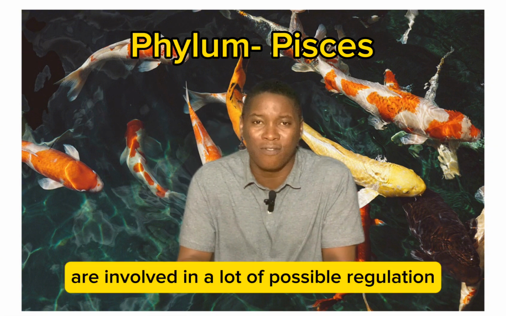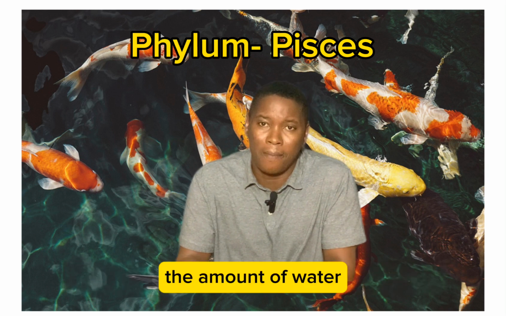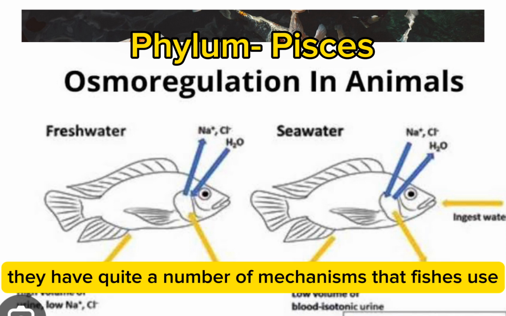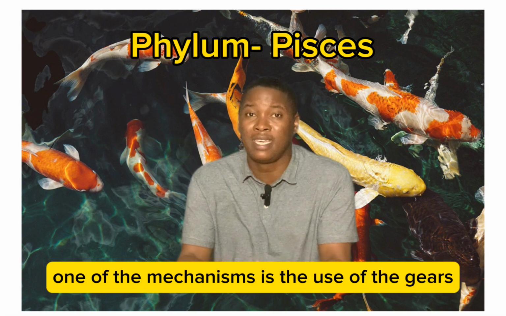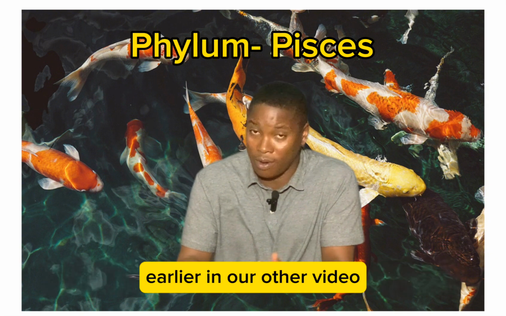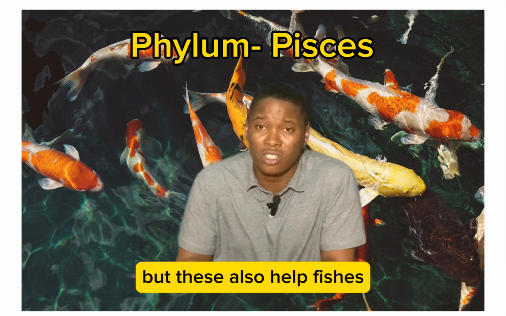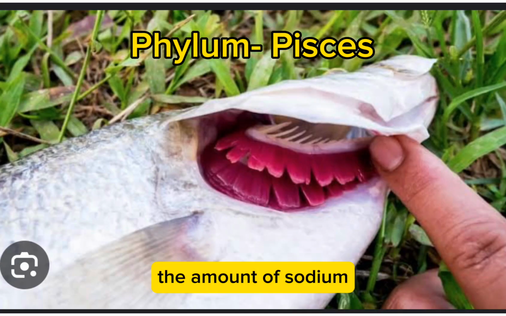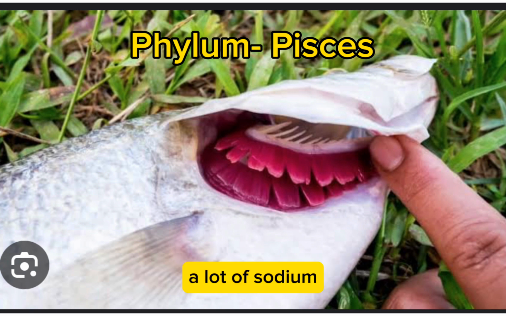Now, fishes are also involved in a lot of osmoregulation. They try to regulate the amount of water and the amount of salt in their system. They have quite a number of mechanisms that fishes use for osmoregulation. One of the mechanisms is the use of the gills. Like we said earlier in our other video, please check it out, the gills do a lot for gaseous exchange, but the gills also help fishes to regulate the amount of solute, especially sodium and chloride, that is present in their body. And so gills can help to excrete a lot of sodium chloride for the fishes.